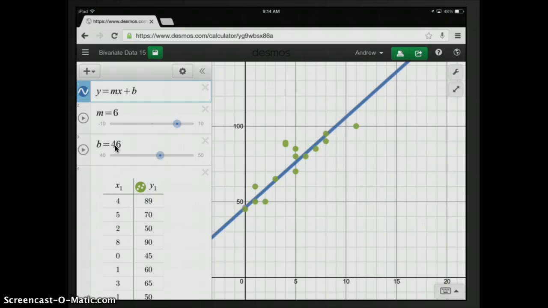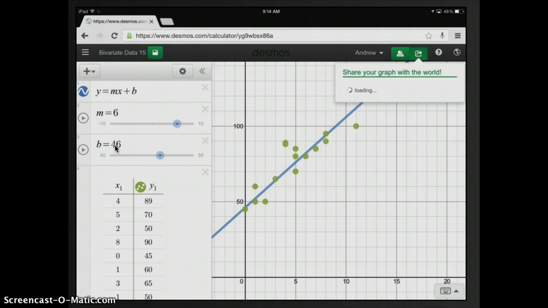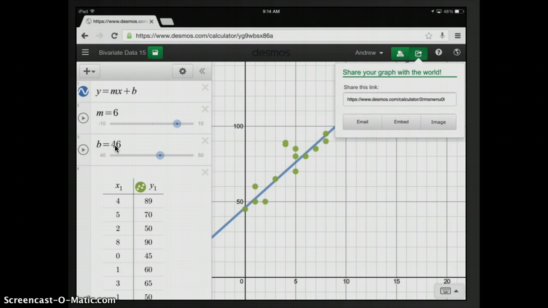And then same thing like last time, you can take a screenshot of this, or you can go up here to the top right and get the embed code one more time and put that on your wiki page.